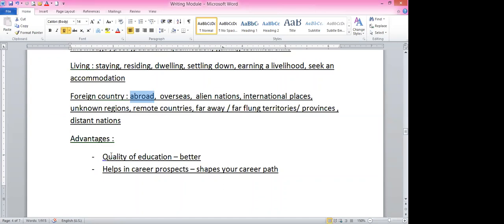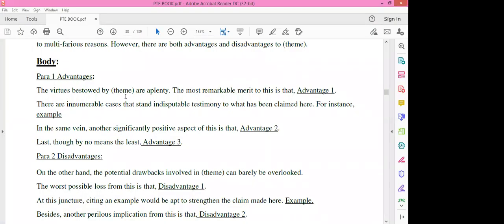For example, if I'm talking about quality of education being better, in that case I will write my theme as acquiring specialized knowledge from foreign universities. I will write like that. Or I will write seeking higher degrees from foreign universities. That way I will write. So if I'm looking at the quality of education as my first idea, I am writing in terms of gaining knowledge, gaining higher degrees, as my theme sentence.